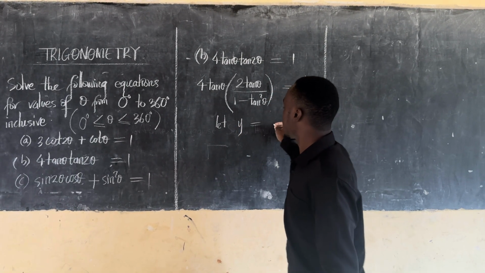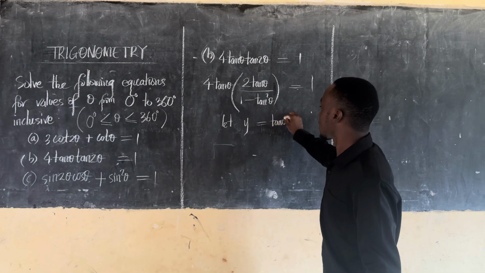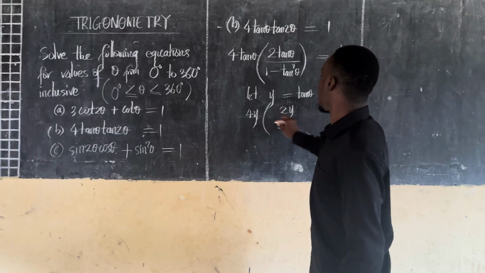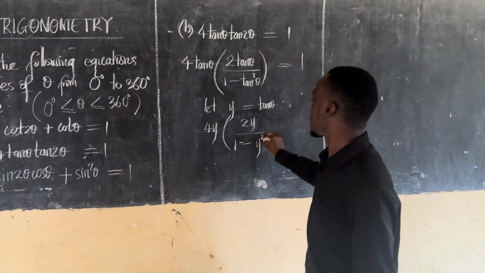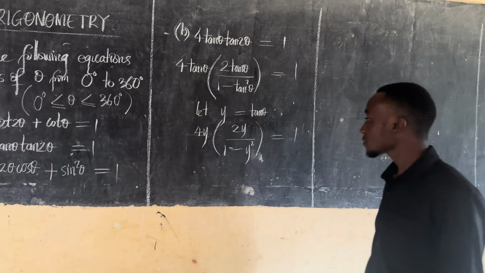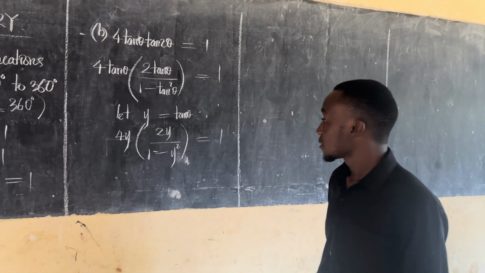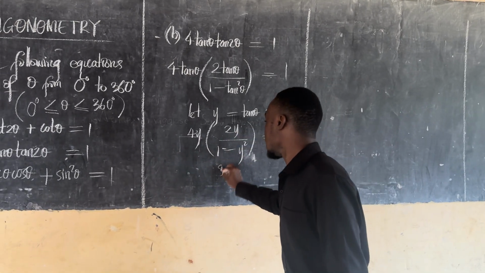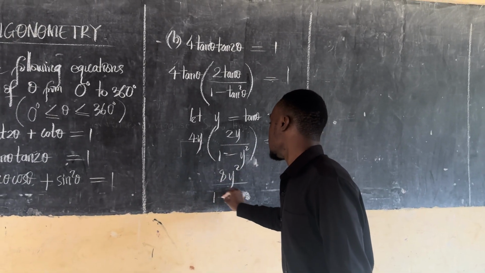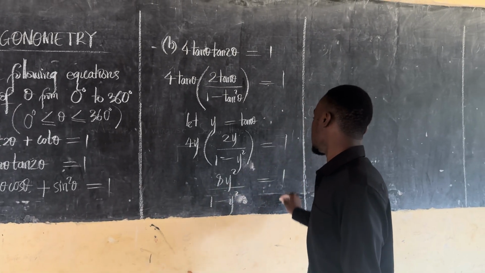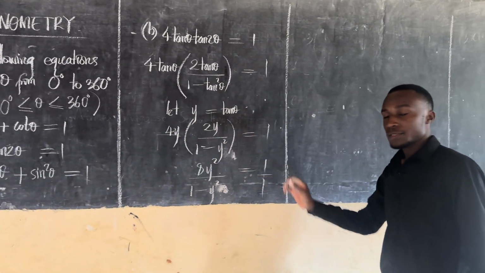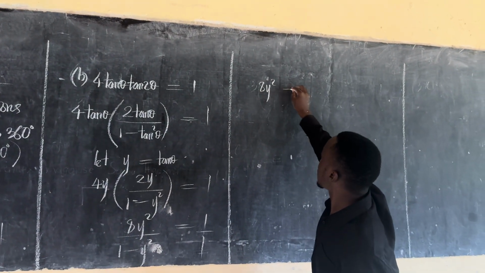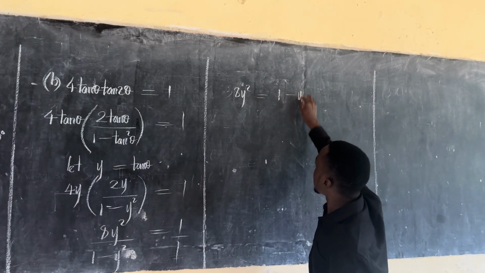Now at this very point, you can let any letter you want be tan theta. And so this will become 4y times 2y over 1 minus y squared, equal to 1. And from this, the 4y will multiply the 2y, so you will get 8y squared over 1 minus y squared equal to 1 over 1, which we can cross multiply to get us 8y squared equal to 1 minus y squared.